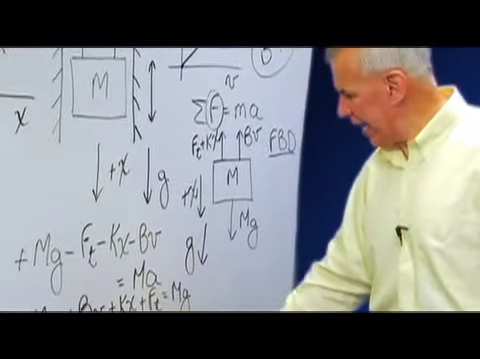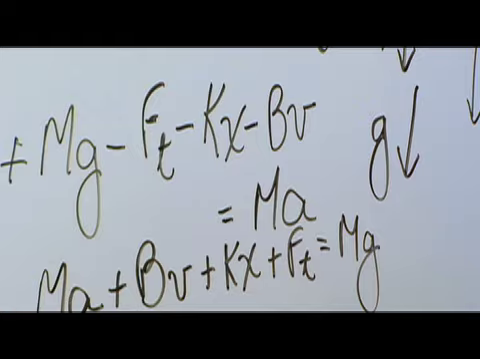Because the equation is linear, I don't have derivatives, accelerations, or velocities squared, or the products of velocities with displacements. It has constant coefficients because we assume that. M, B, K, F sub t, G, constant. Don't change with time, don't change with temperature.